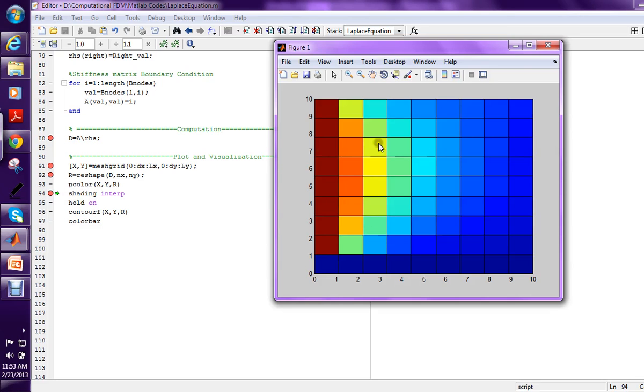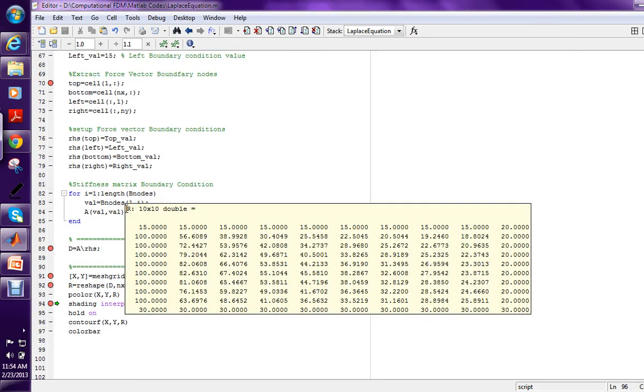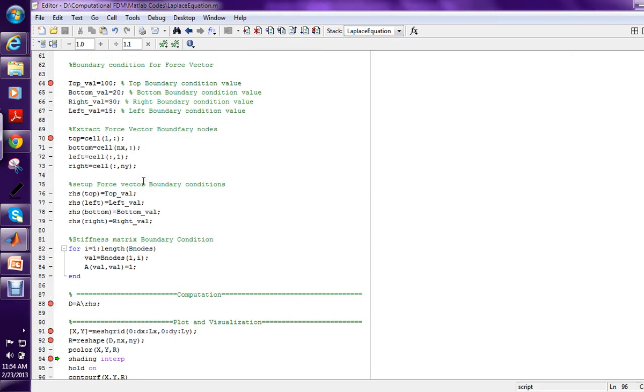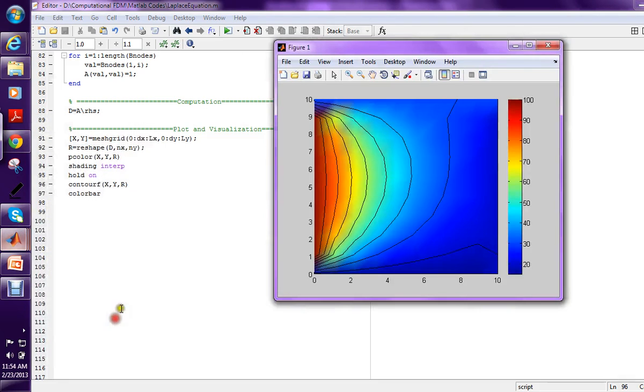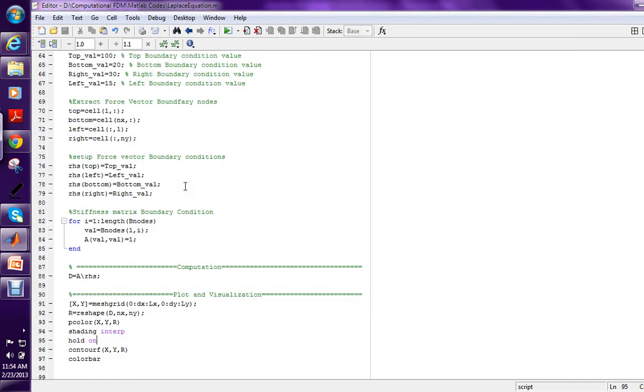Basically this is a representational solution, because I put this value should be the 100. Yeah, so this value was 100. Let's go to this and say share interpret. Yes, so finally you have got this, a color contour plot. So this is the contour, and this is the color bar. So this is the general procedure to write a code.